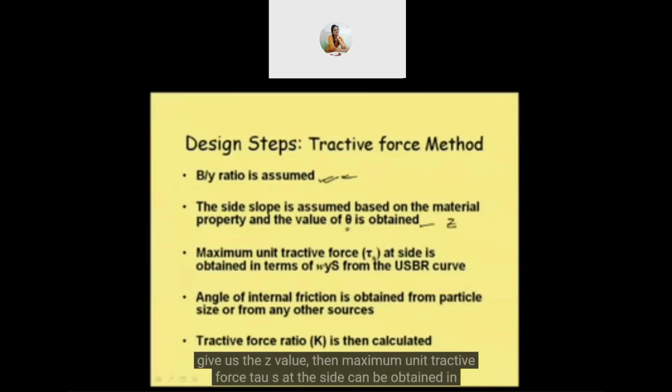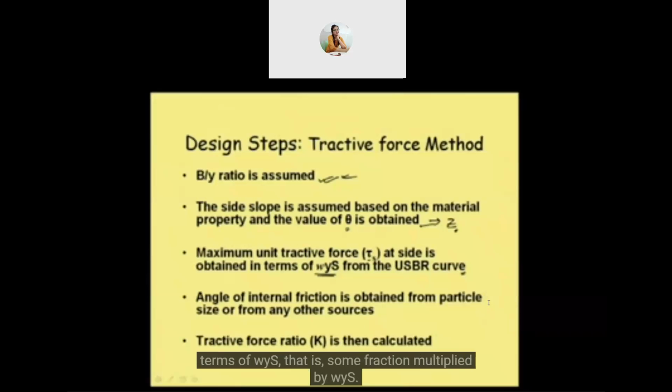Then the maximum unit tractive force tau s at the side can be obtained in terms of WYS from the USBR curve. We have just shown that curve for the side tractive force and bed tractive force. We have sets of curves for different Z values, from which we can find the tractive force at the side and bed, in terms of WYS, that is, some fraction multiplied by WYS.